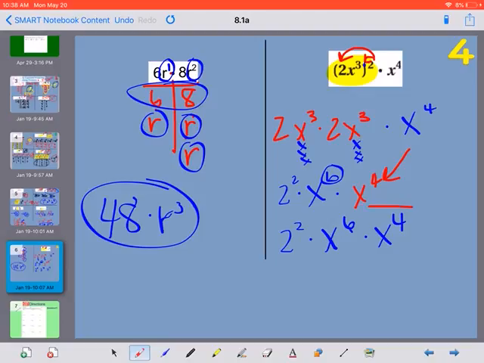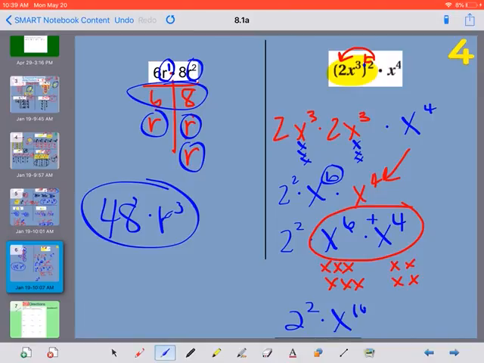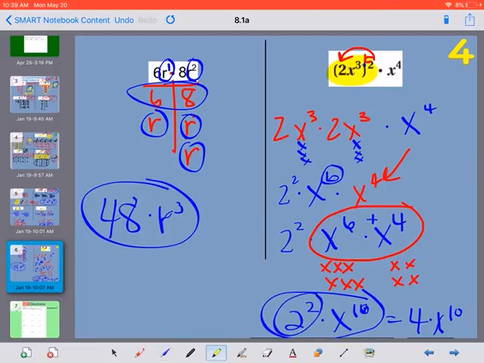Well, these are all x's. We can really combine them together. This is 6 x's, and this is 4. So how many x's do we have all together? Really just adding our exponents. 6 plus 4 is 10. If you wanted to write 4 times x to the power of 10, that works as well because 2 squared is 4.